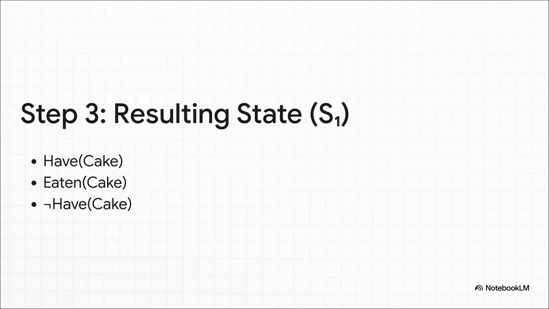Now for the next state, S1. This is where it gets cool. The eat action adds 2 new possibilities to our world, eaten cake and not have cake. But we also have to carry over the original have cake from the last state because not eating the cake is also an option. So S1 now contains all of our potential future facts.